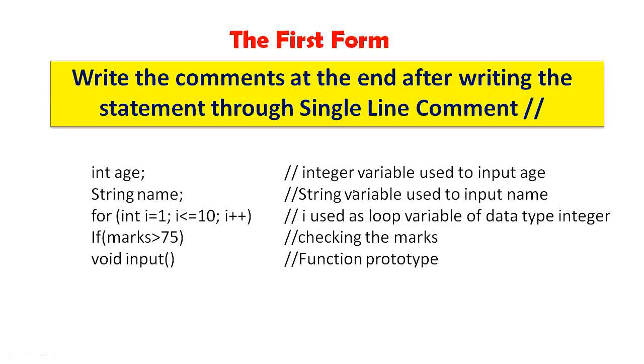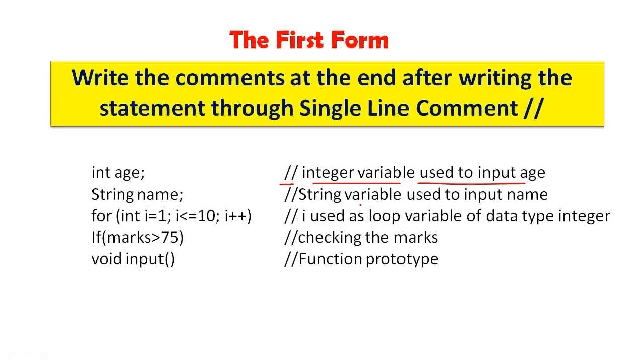I have taken some variables as an example. Let's discuss it. int age, terminated by a semicolon. Here it is followed by 2 forward slashes and then the variable description as a comment: integer variable used to input age. Now come to the second one, String name. Again it is followed by 2 forward slashes followed by the variable description as a comment.